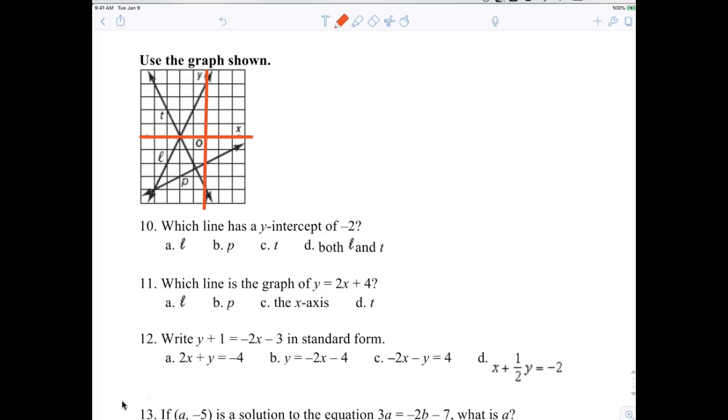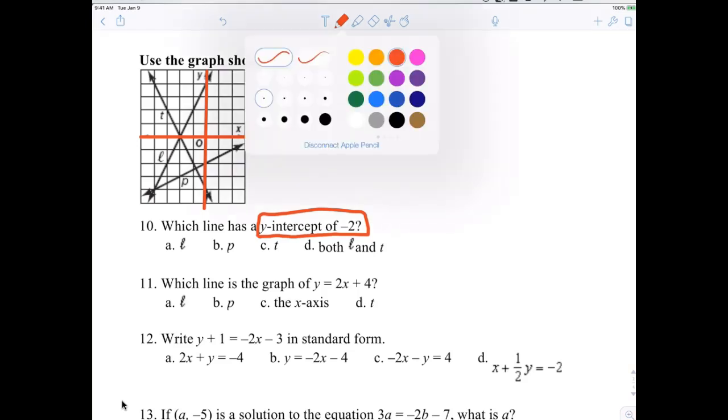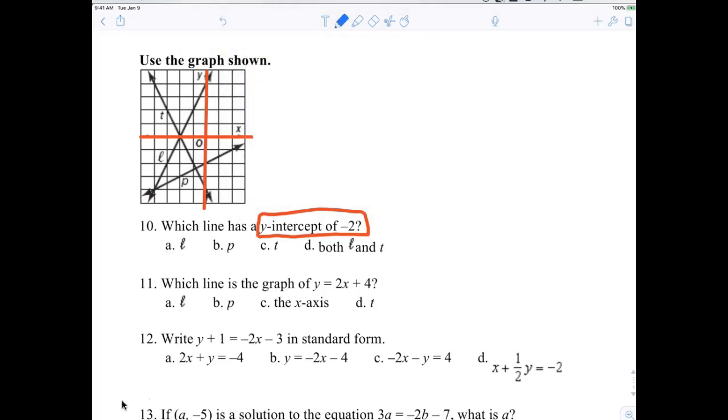Now, what I need everybody to do is go to the y-intercept. Where is the y-intercept -2? So I need everybody to find that on the graph. Where is the y-intercept -2? I think it's right there. And so that line, what line is that on? P. That line is on P. So that is correct.